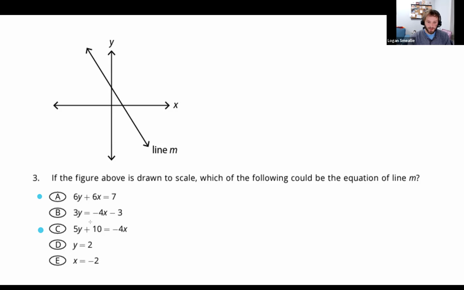I know right off the bat it's not D and E. Tell me in the chat why. Why is there no way it's these? Only one intercept. That's actually a great way of summarizing why both of these are wrong.